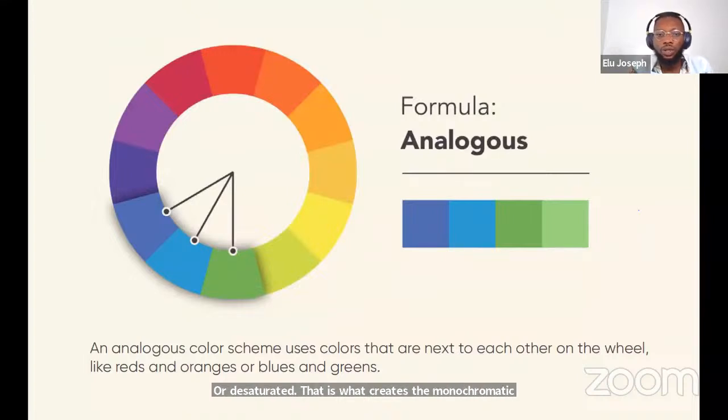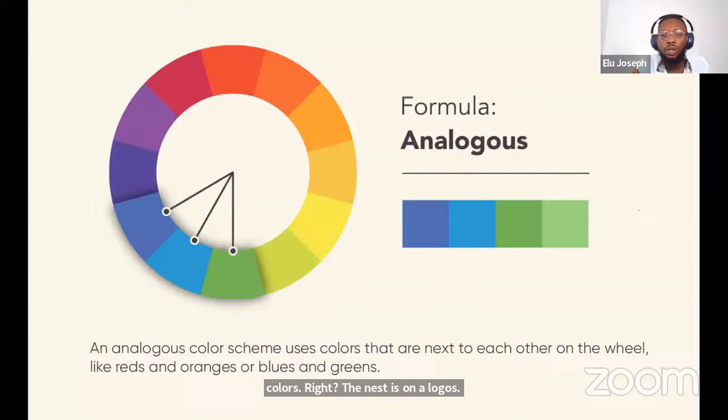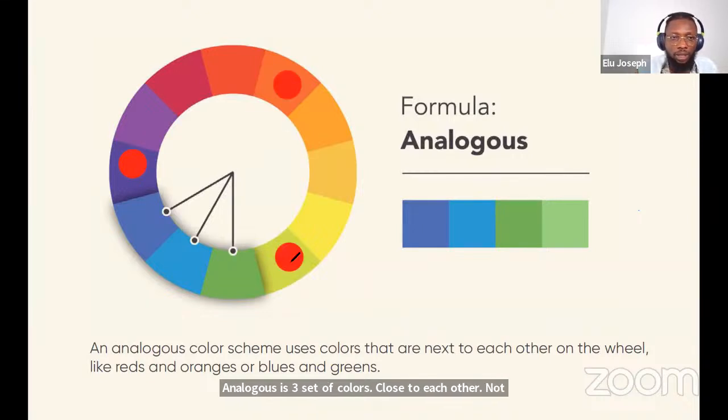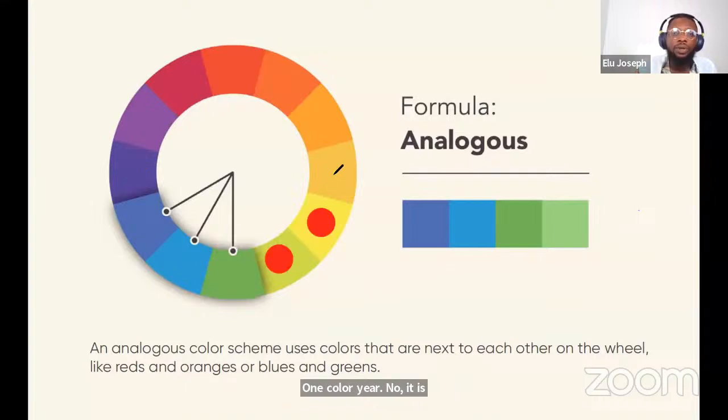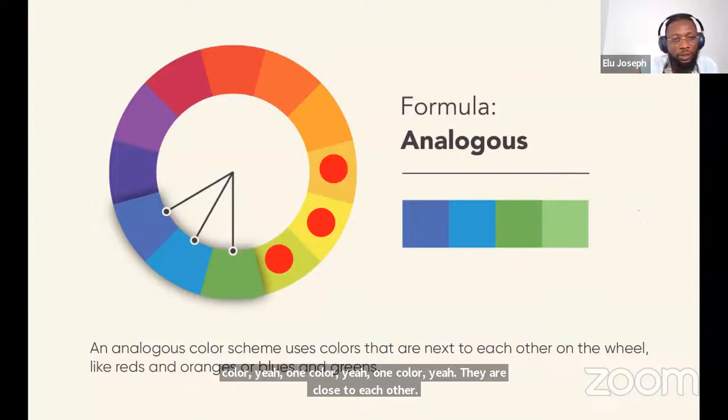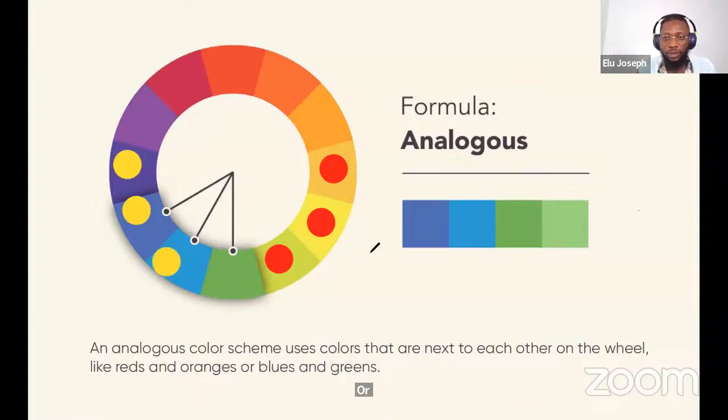The next is analogous. Analogous is 3 set of colors close to each other, not one color here, one color here, one color here. No, it is one color here, one color here, one color here. They are close to each other. Or this set, because they are close. That's how analogous colors work.